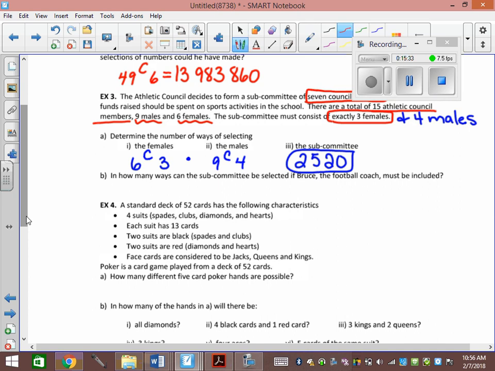Okay? So we want to get Bruce. So the only way we can guarantee getting, and we know the subcommittee has no jobs, nothing special.